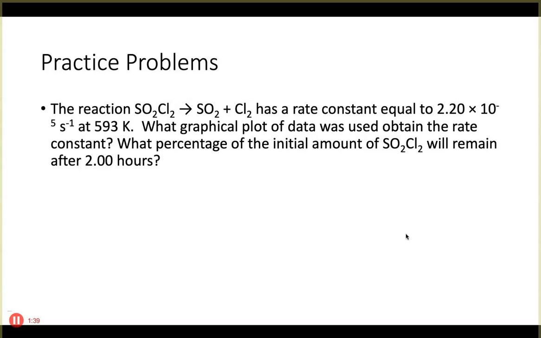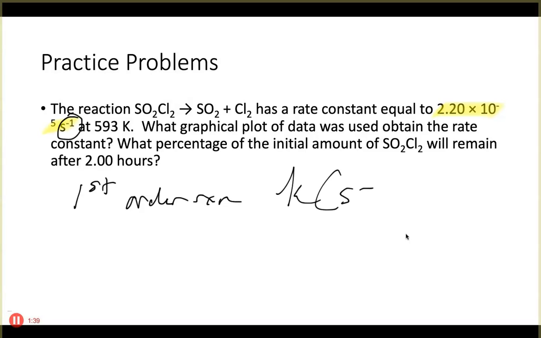So one thing right off the bat, to answer that first question, what graphical plot of data was used to obtain the rate constant? Well, it's a little bit vague, but if we look at the rate constant, we're given an indication of what order the reaction is overall, because those are the units for the rate constant. And we know for a first order reaction, the units for k will be per second. And that's always the case.